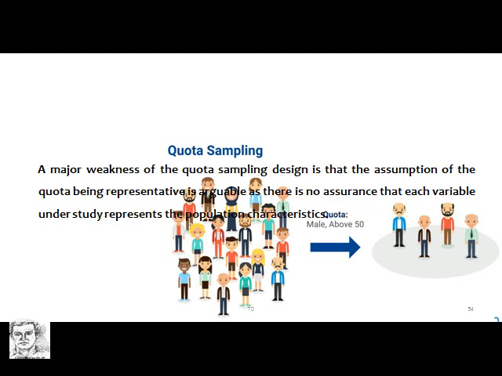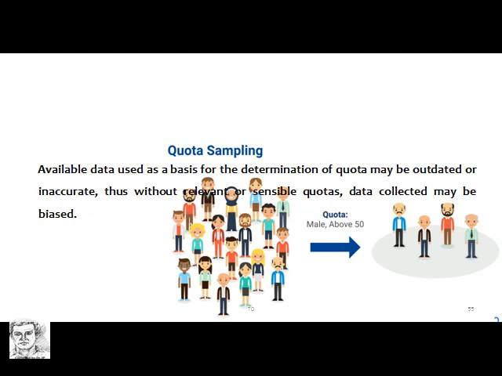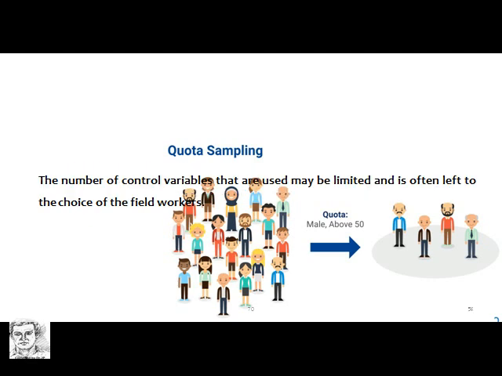A major weakness of the quota sampling design is that the assumption of the quota being representative is arguable, as there is no assurance that each variable under study represents the population characteristics. Available data used as a basis for the determination of quota may be outdated or inaccurate, thus without relevant or sensible quotas, data collected may be biased. The number of control variables that are used may be limited and is often left to the choice of the field workers.